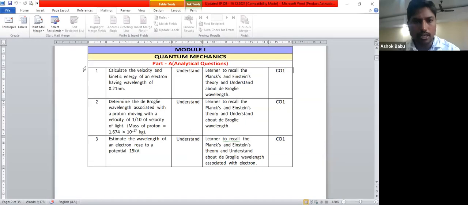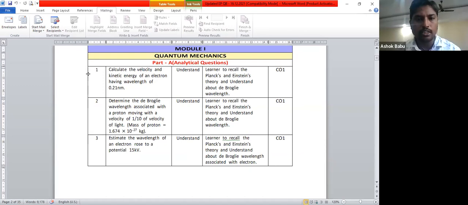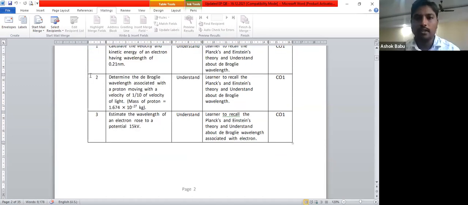Coming to the second one: determine the de Broglie wavelength associated with a proton moving with a velocity of 1 by 10 of the velocity of light. So your velocity is given.